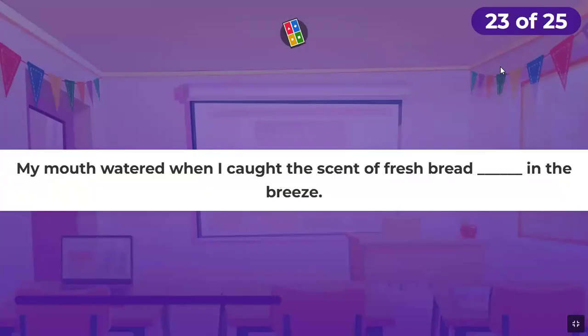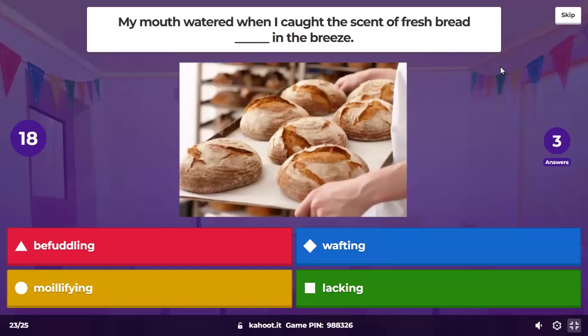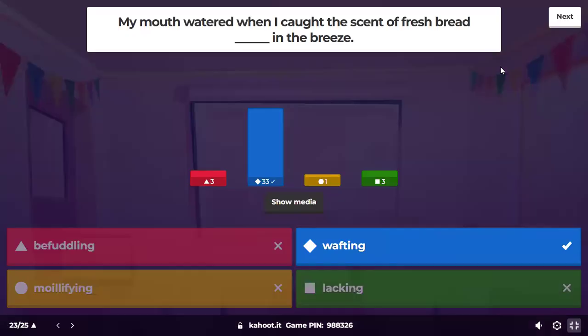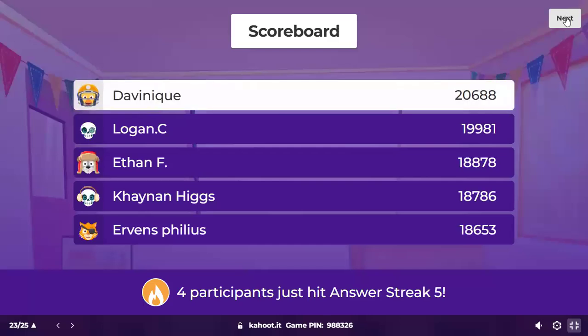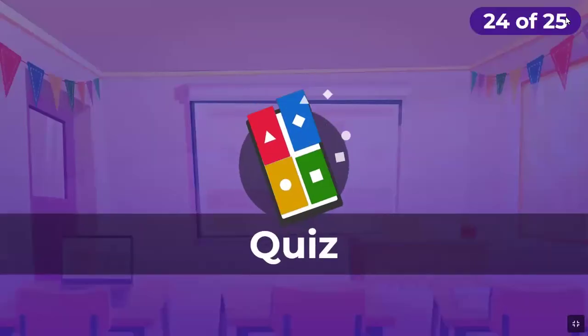My mouth watered when I caught the scent of fresh bread blank in the breeze. My mouth watered when I caught the scent of fresh bread blank in the breeze. Very good. Wafting in the breeze. Okay. All right. Logan, we almost got him.